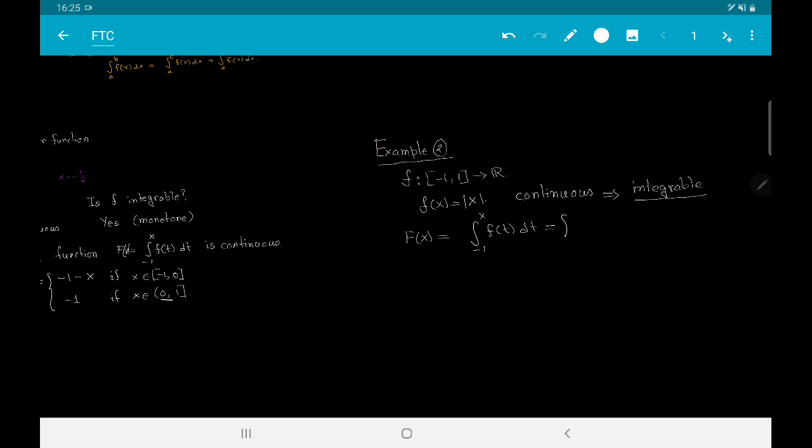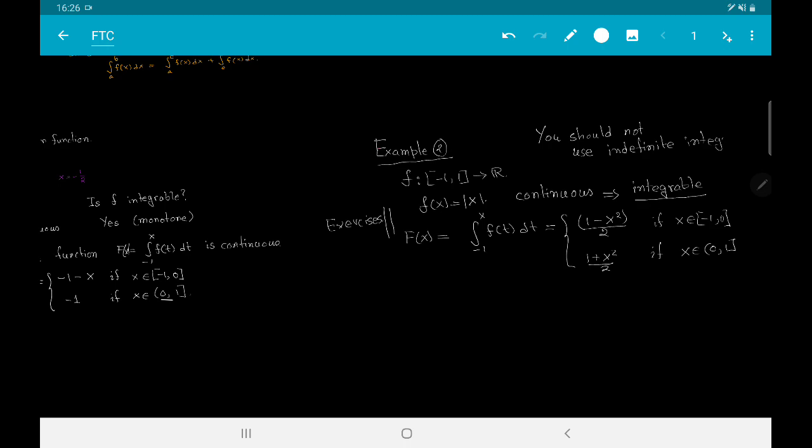And again, let me not do all the calculation and simply write down what the function is going to be: (1 - x²)/2 if x belongs to [-1, 0], and (1 + x²)/2 if x belongs to [0, 1]. So I am leaving all these things as exercises, but there is one catch here. You should not use the indefinite integrals that you have learned in your high school.